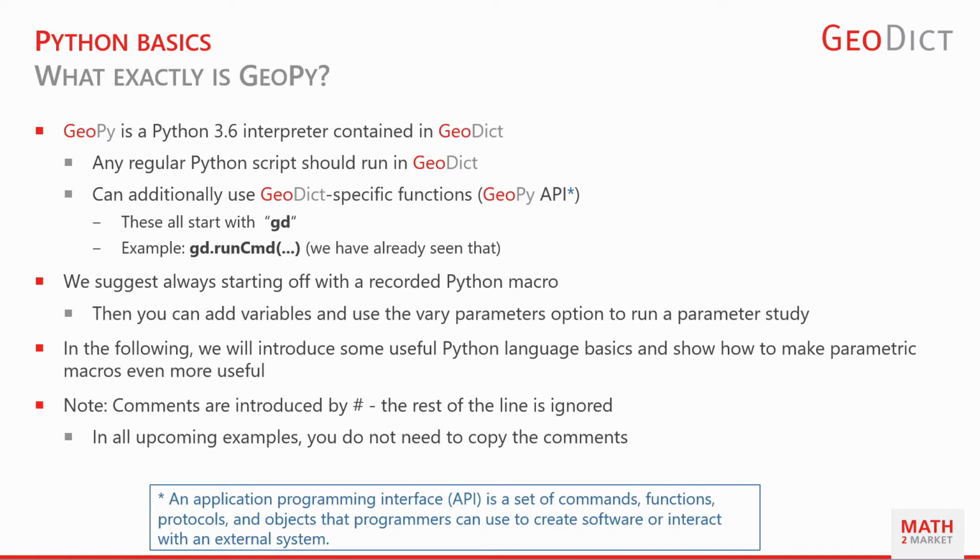To start with Python, we suggest to record a Python macro in GeoDict, as we have done together, and then we can use variables and macro for parameter studies. But now in the following, we show you some useful Python language basics. They will help you to make parametric macros even more useful. I will type them together with you in the editor.